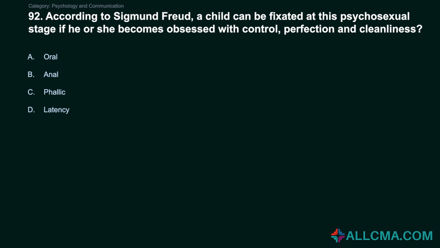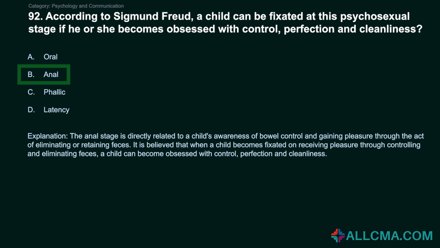92. According to Sigmund Freud, a child can be fixated at this psychosexual stage if he or she becomes obsessed with control, perfection, and cleanliness. A. Oral. B. Anal. C. Phallic. D. Latency. Correct answer: B. Anal. The anal stage is directly related to a child's awareness of bowel control and gaining pleasure through the act of eliminating or retaining feces. It is believed that when a child becomes fixated on receiving pleasure through controlling and eliminating feces, a child can become obsessed with control, perfection, and cleanliness.